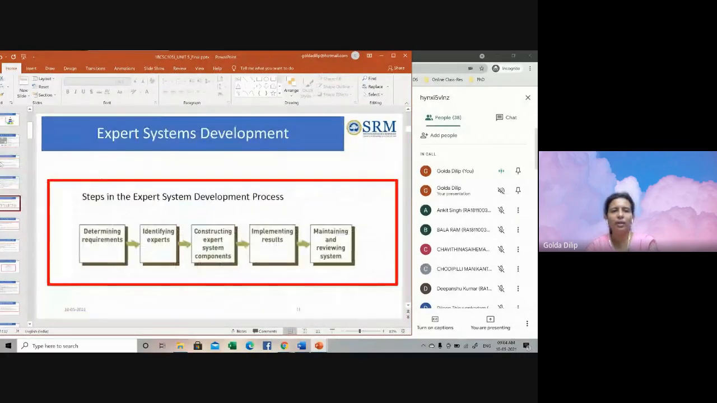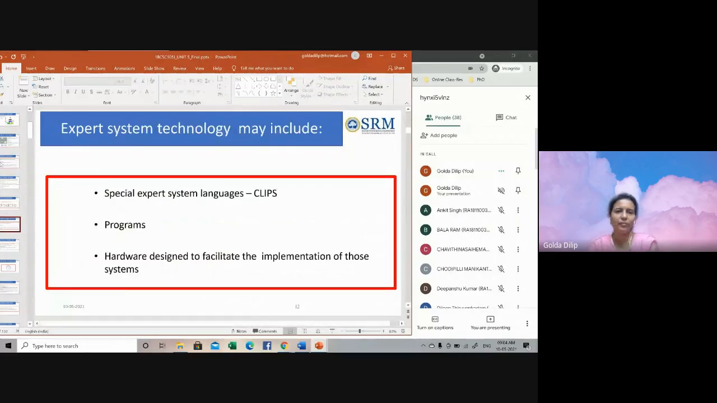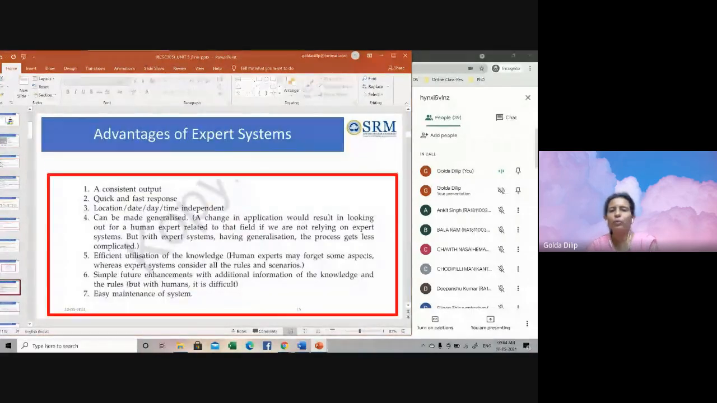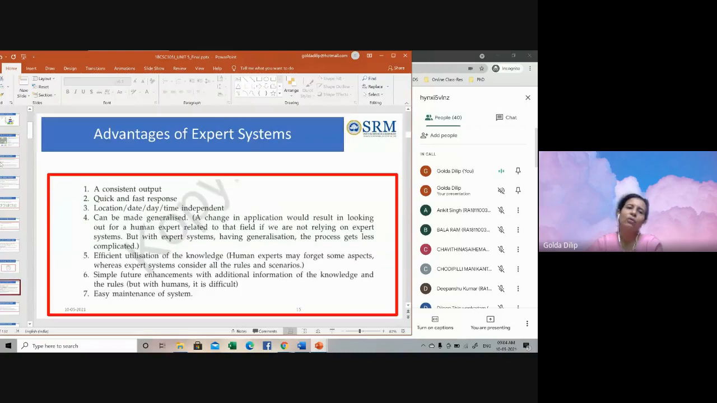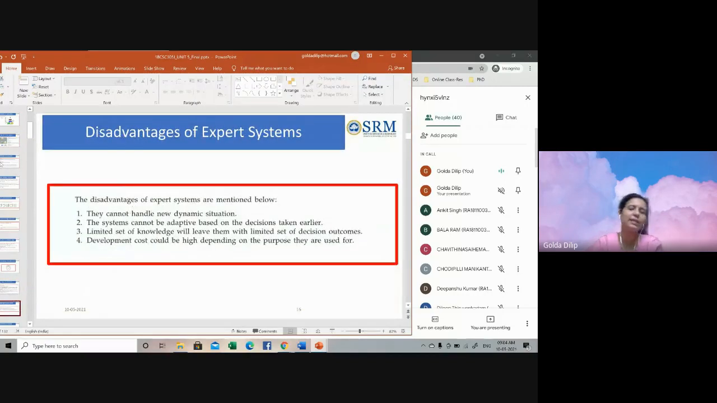Then we looked into the advantages of expert systems, quick and fast response, but they have their own set of disadvantages. It cannot handle any dynamic situation. It cannot give any creative solutions, and it can be costly to maintain. But with all these advantages and disadvantages, whether to have an expert system or not is totally dependent on the purpose and the use of it. So this is where we stopped in our last session.